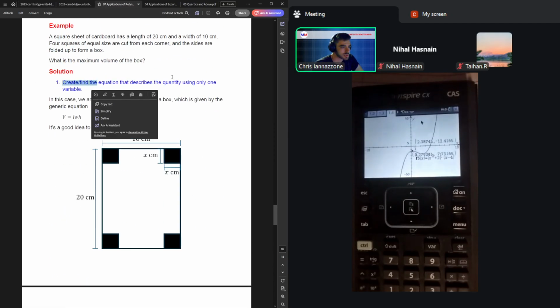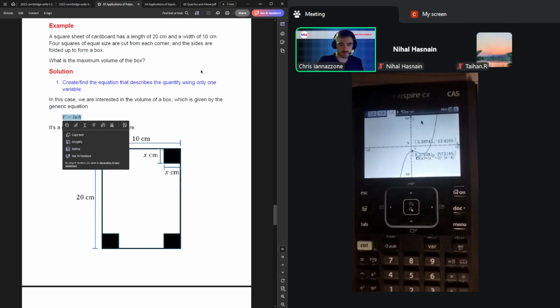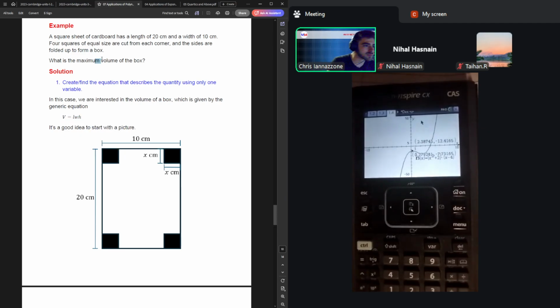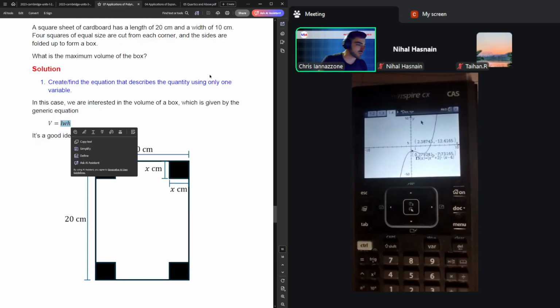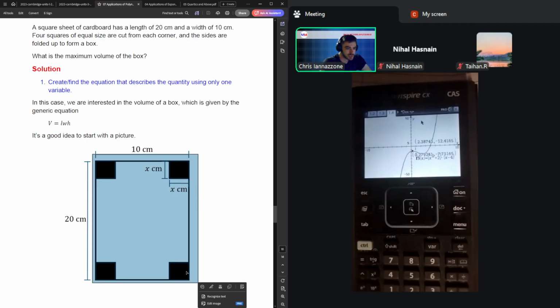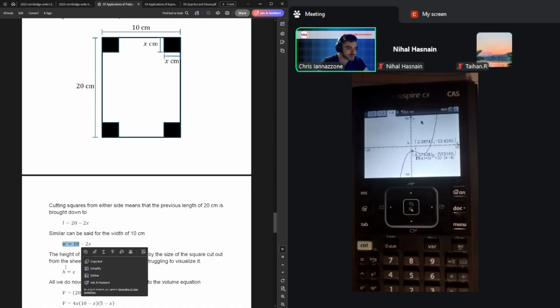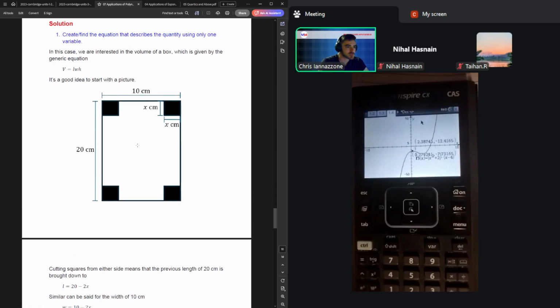Step 1, no matter what it is, is to get an equation which only has one variable in it. Technically 2, you want the y and the x, but fundamentally you're going to start with the generic formula for that thing. In this case, we have a volume for a box, and the volume of a box is always length by width by height. So you get your picture. If you haven't already got a picture, you would draw it based on the information provided. And from that, you'll be able to determine what length, width, and height are purely in terms of one variable.